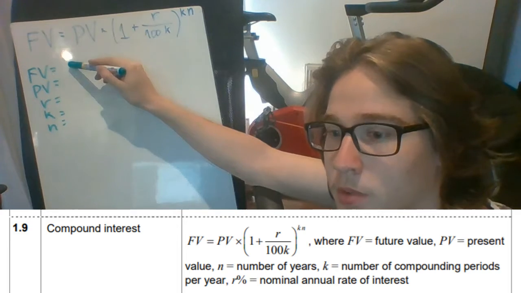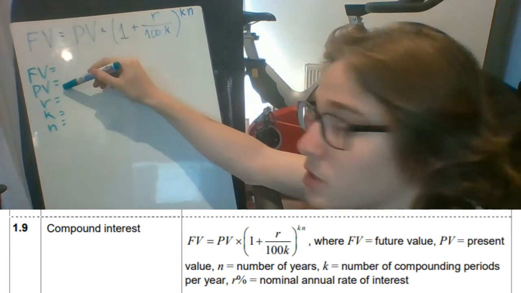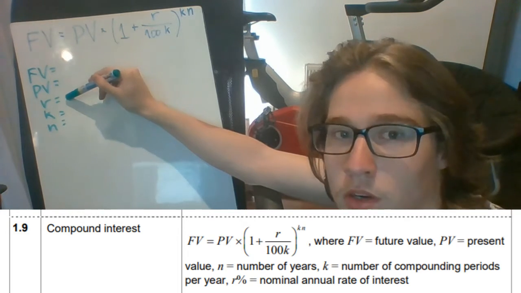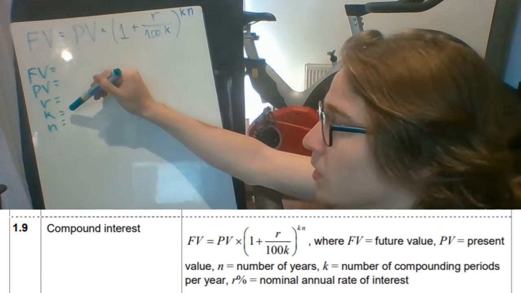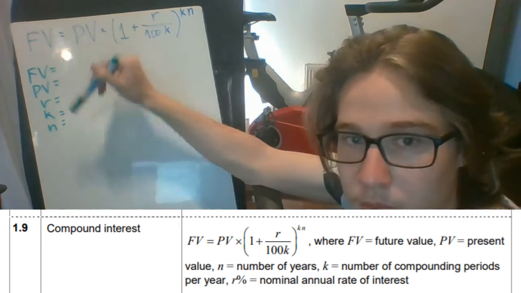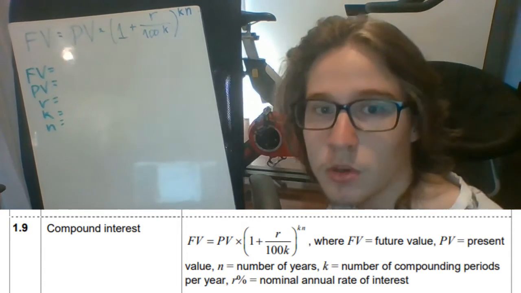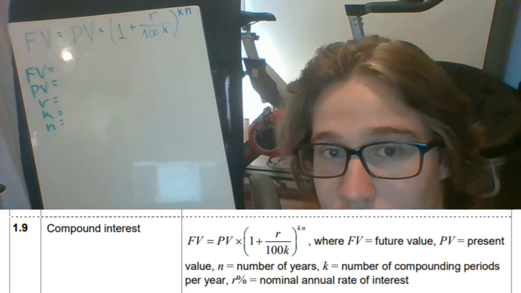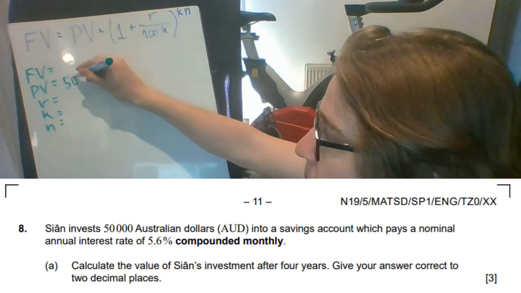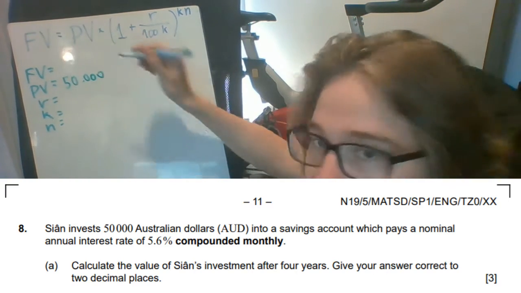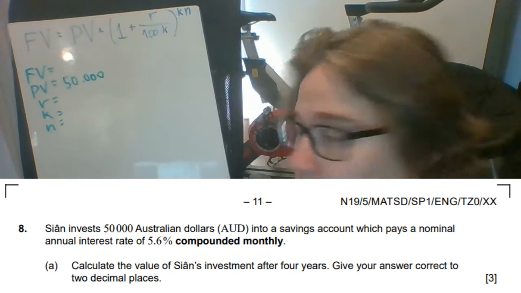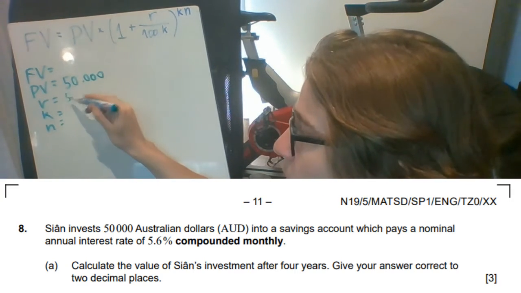So if I invest in something, how much is it going to be worth in the future? PV is present value. R is going to be the nominal annual interest rate. K is the number of periods, and N is the amount of years. Since Cyan invests 50,000 Australian dollars, we know the present value right away. Then it says the nominal annual interest rate is 5.6%, so that is going to be our value for R.